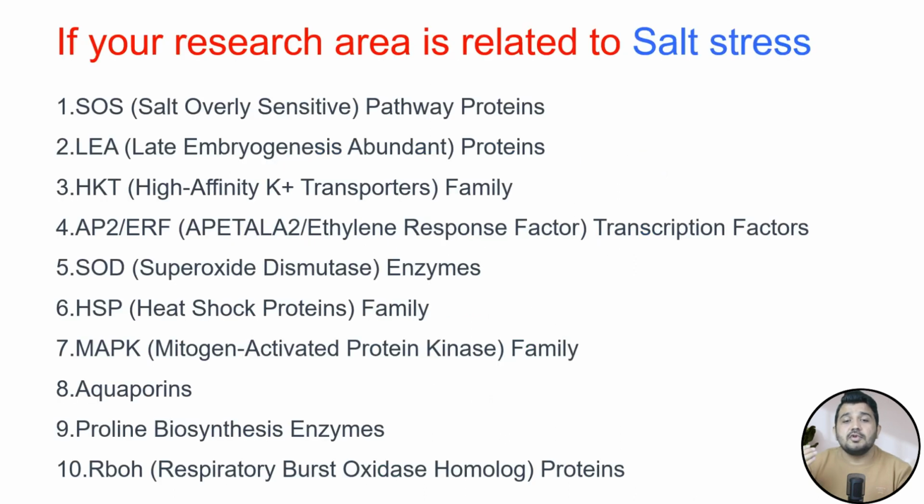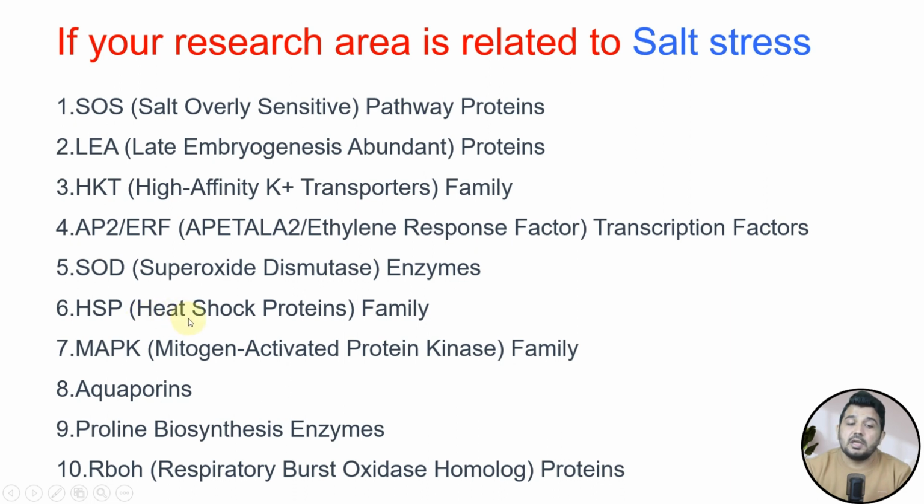Let's suppose your research area belongs to plant sciences and specifically you are working on salt stress. Here I have listed 10 gene families and protein families which are involved in salt stress. You can select any of them depending upon your own need. I have listed SOS, the salt overly sensitive pathway proteins. Similarly, LEA, late embryogenesis abundant proteins, and high affinity potassium transporters. You can also work on ethylene responsive factors and superoxide dismutases, which are antioxidant enzymes.